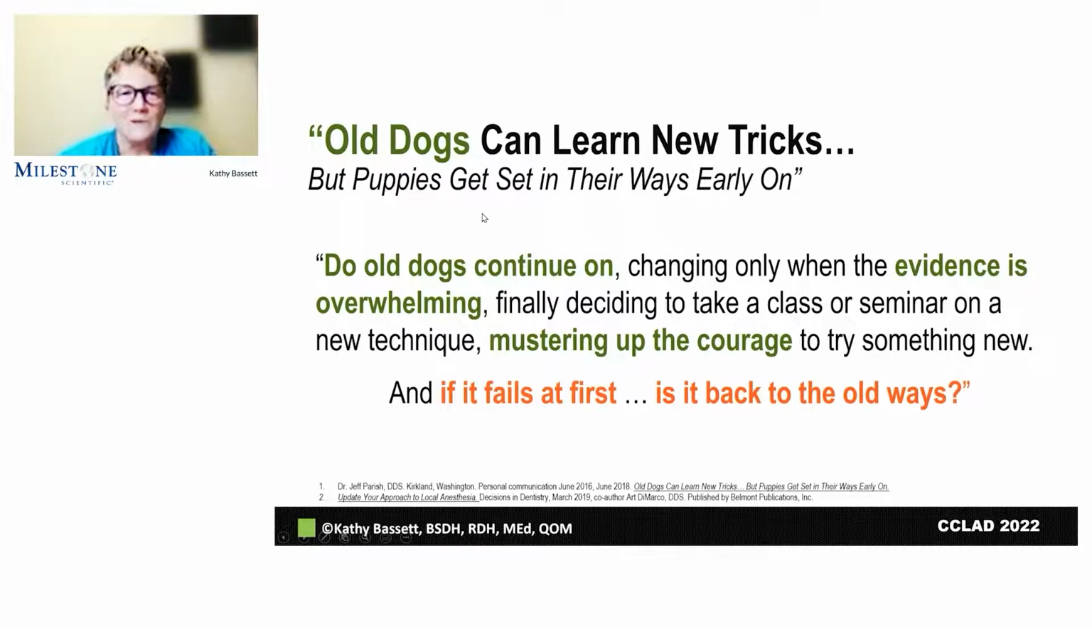And the title was, "Old Dogs Can Learn New Tricks, but Puppies Get Set in Their Ways Very Early On." So the question is, as an old dog, do we continue doing what we did, even when the evidence is overwhelming that there are other technologies that will improve our outcomes, improve patients' comfort, and we just stay with what's comfortable? We just don't really muster up the courage to try some new things. And then also, if we give it a try and go, oh, that didn't work, then we kind of revert back to our old ways.